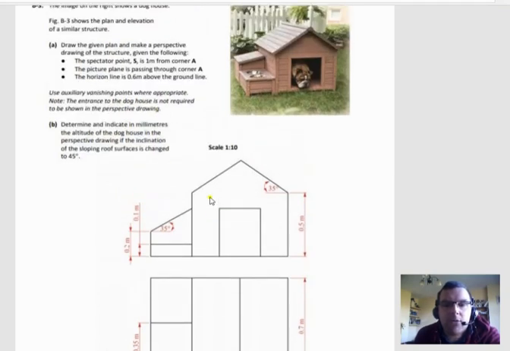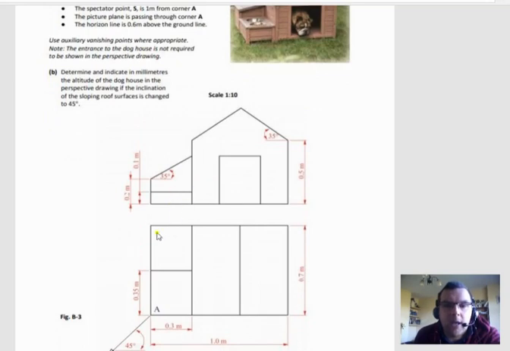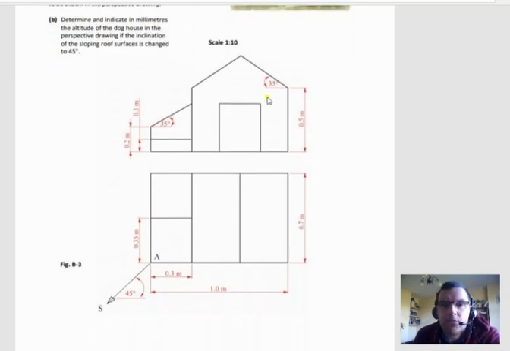Now basically what they're asking you to do there is, once you have the perspective drawn, construct another auxiliary vanishing point, but in this case it's at 45 degrees, and basically you will have this point and this point. You'll be able to find the new height in your perspective, and then all you have to do is indicate in millimeters how much higher, if you were to change the roof to 45 degrees, would the doghouse be.